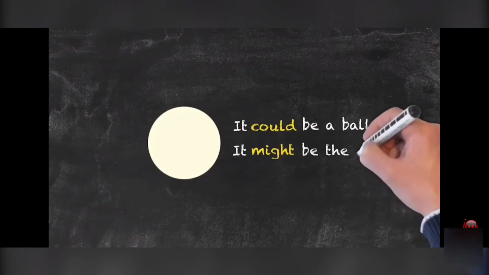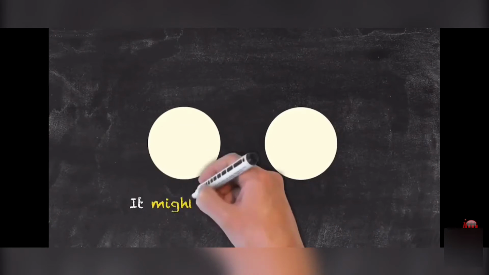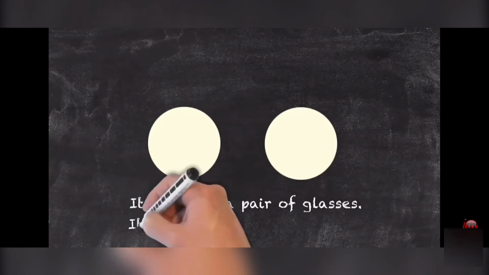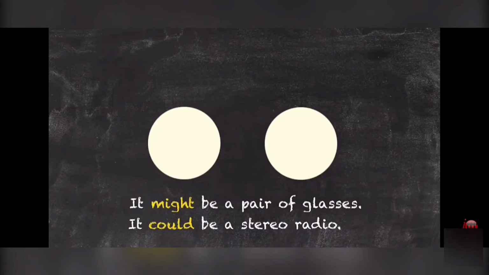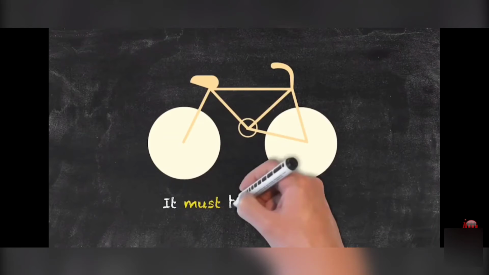It could be a ball. It might be the sun. Let's draw a second circle. It might be a pair of glasses. It could be a stereo radio. If we were to continue, we would say, it must be a bicycle.